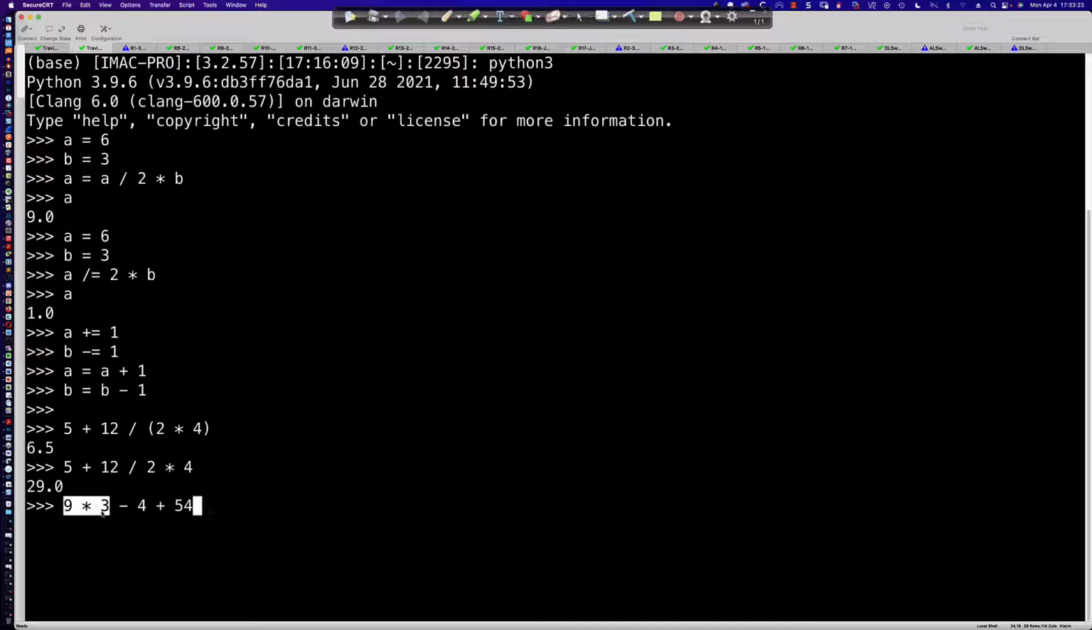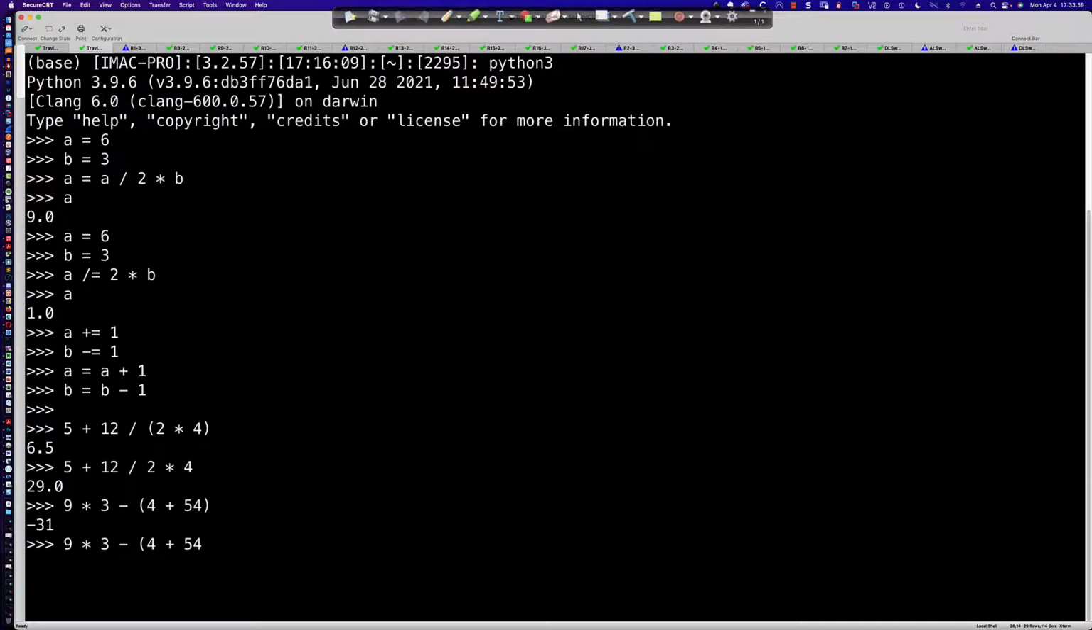So 9 times 3 would be 27. So then the question becomes, do I subtract 4 from 27 first, or do I add 4 and 54? What am I going to do? Well, let's go ahead and put parentheses around what we would think, according to PEMDAS, would be done first, and that would be the addition, because subtraction comes last. And when I hit enter, you can see we get the answer of negative 31 if we were following PEMDAS.